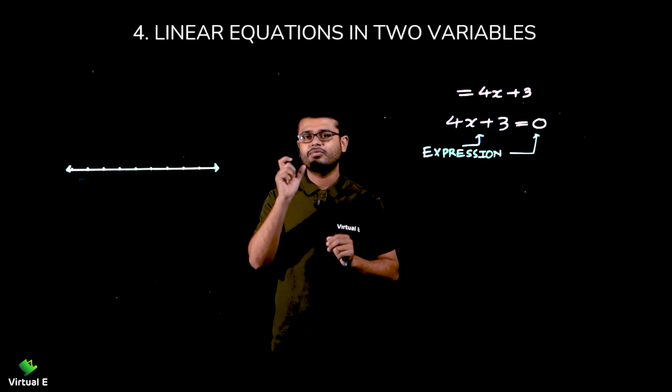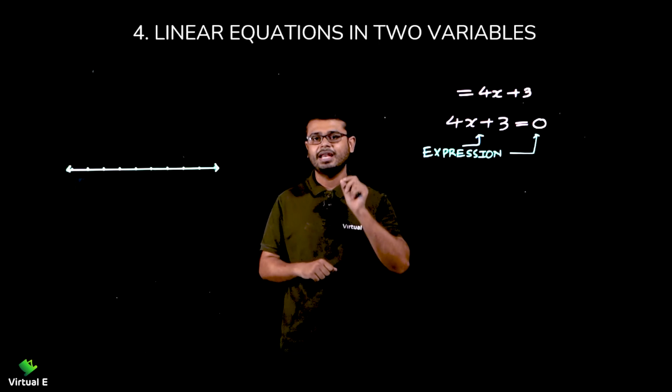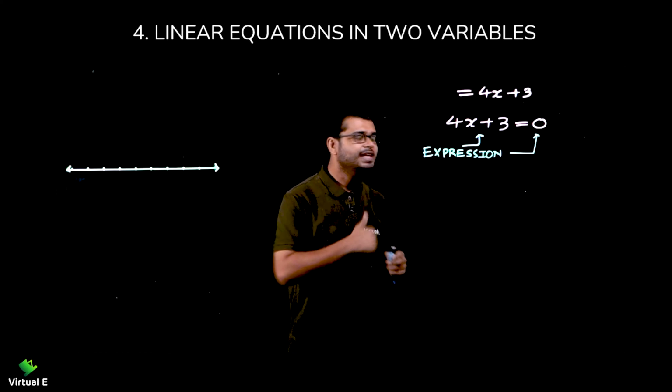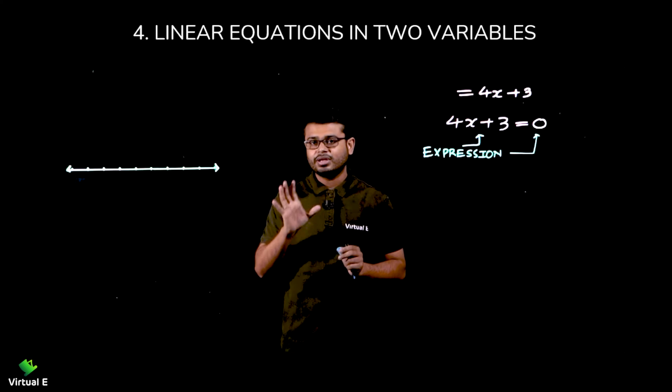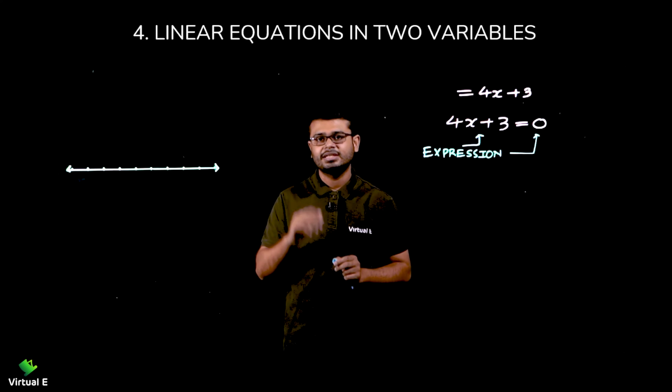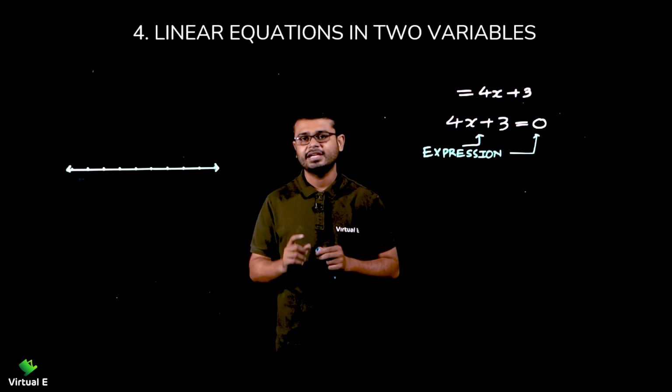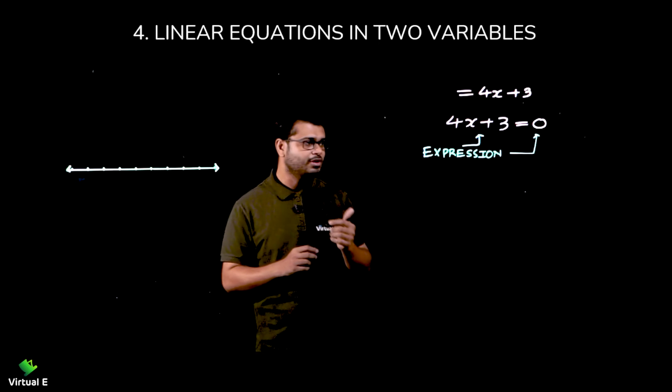Now let's talk about the word linear. Linear means line. So we are going to talk about a line. Now you must be thinking, I cannot see any line over here. But when we draw the graph, you will be able to understand that we are able to get the line. Okay. So first of all, let's start with the linear equation in one variable.